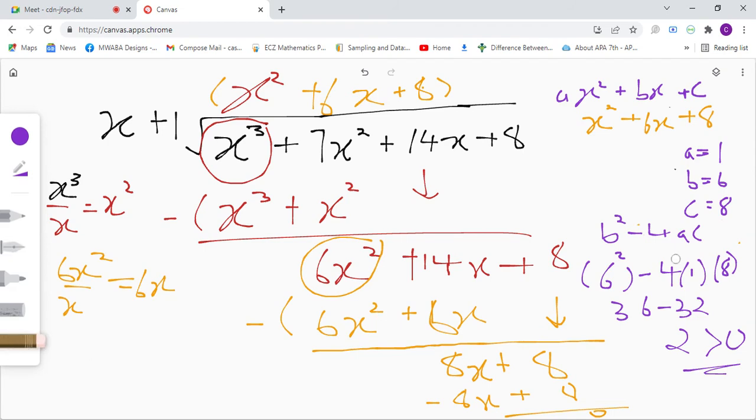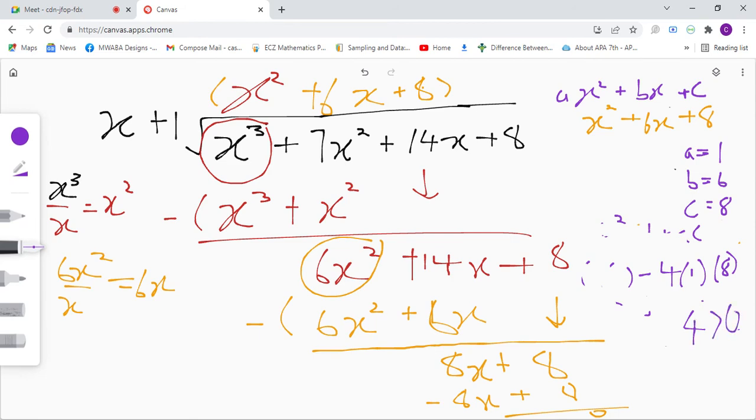Is that supposed to be 4? This 36 minus 32, oh yes, it's 4. It's supposed to be 4. So 4 is greater than 0. Thanks for noticing. So since our discriminant is greater than 0, it means we can factorize further.